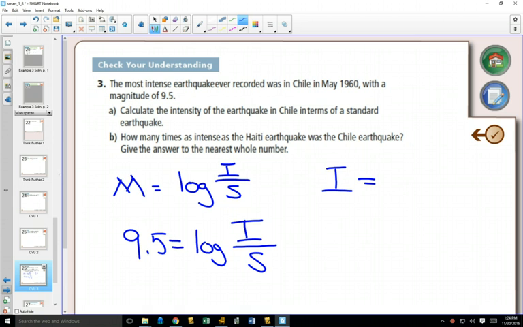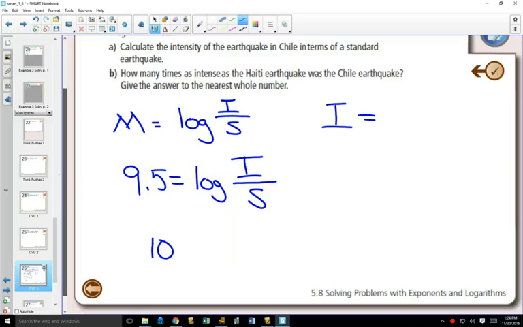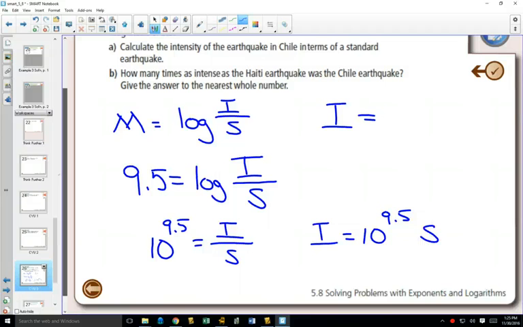In order to change something to exponential form, it first had to be a single logarithm. So step one was, let's write this as a single logarithm. It already is a single logarithm. Perfect. Step two, can we write this in exponential form? What's the base? 10. What's the exponent? 9.5 equals I over S. So if you wanted to get I by itself, and this will happen with every single earthquake, the intensity will always be 10 to the power of whatever it was on the Richter scale times a standard one.